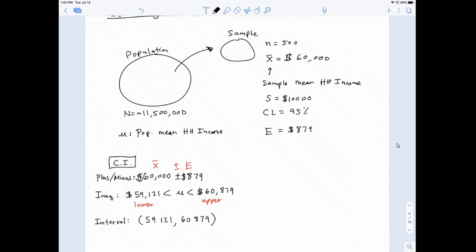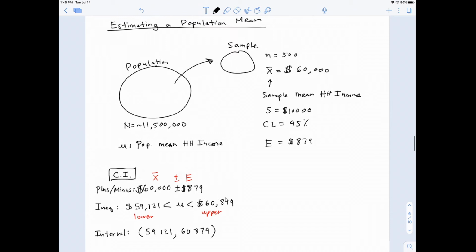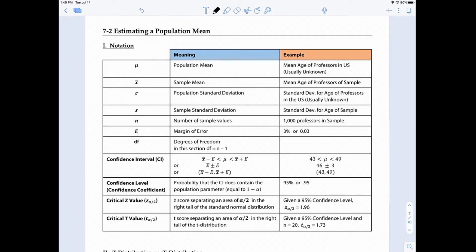All right, so again, this should look very familiar to you guys, right? It's pretty much the same thing as what we did in the previous section, but now instead of dealing with population proportion, we're dealing with population mean. So these are some notations that you must be familiar with. The population mean, right? That's something that you've seen before. The sample mean, the population standard deviation. Lowercase s is the sample standard deviation. N is the number of samples or sample size.